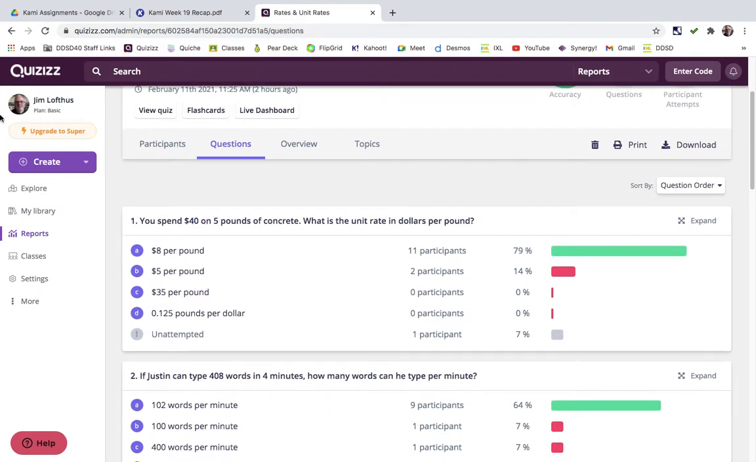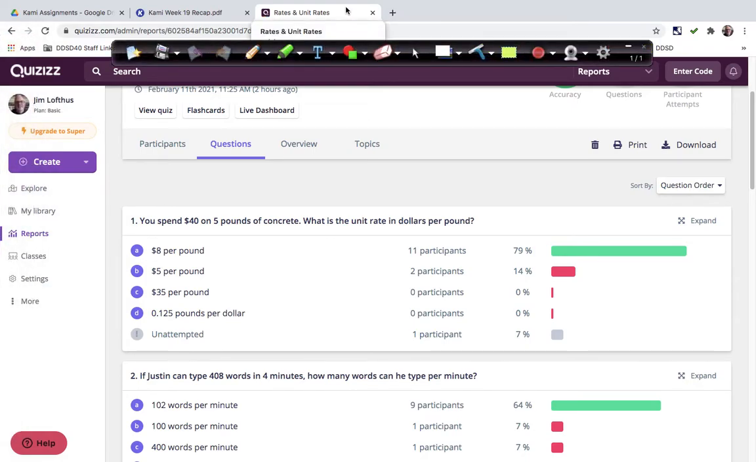So I just want to pull another tool out here, and I want to correct all of these. And we can kind of take a look on this particular class, how many people got it right, how many people missed it. So here's how we could do this. You spend $40 on 5 pounds of concrete. So $40, 5 pounds. The unit rate, we're going to divide by 5. And that's equal to $8 per pound. That would have been A.